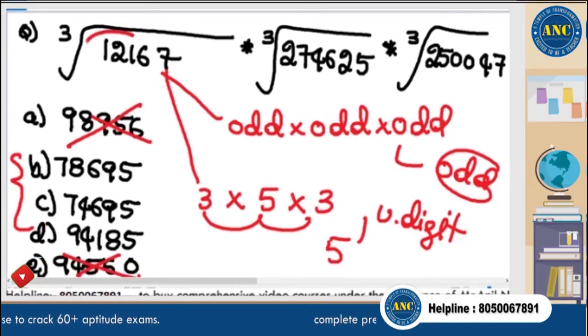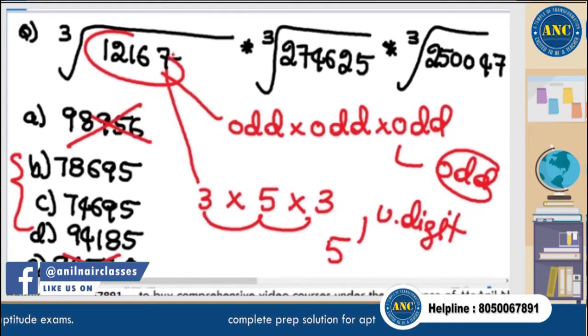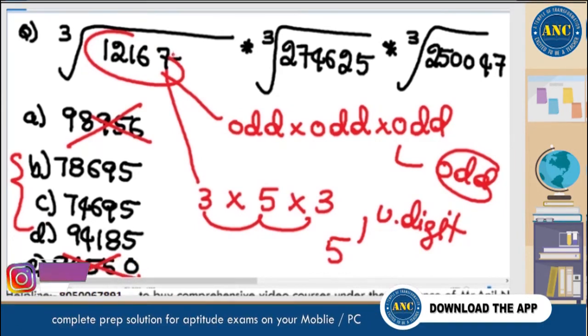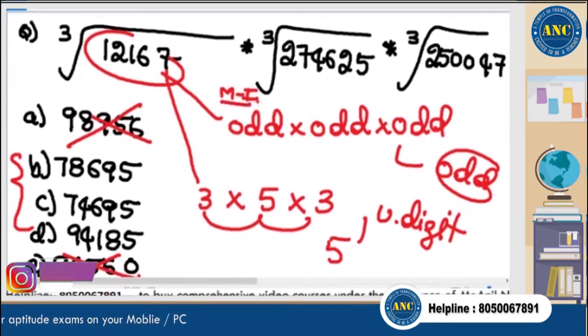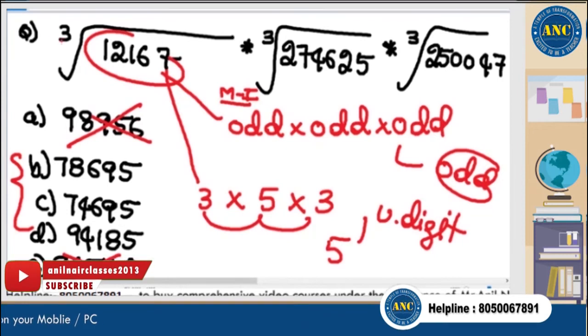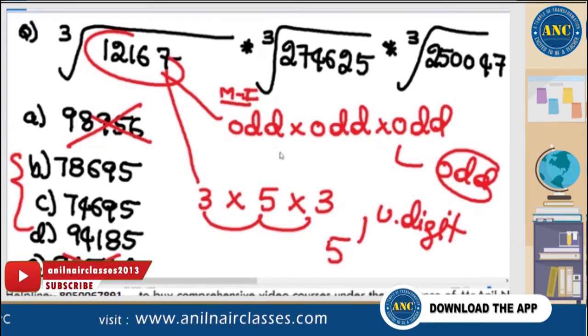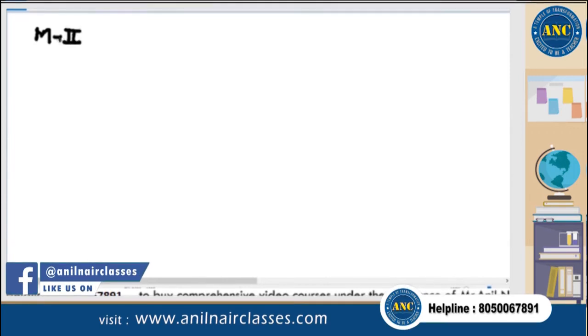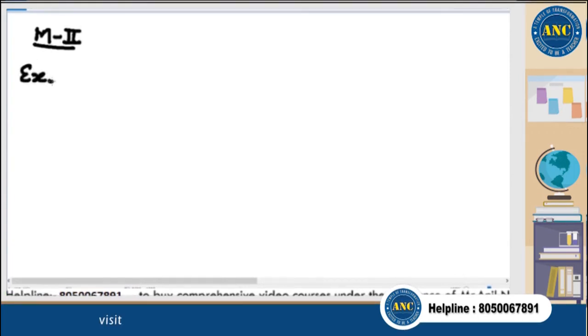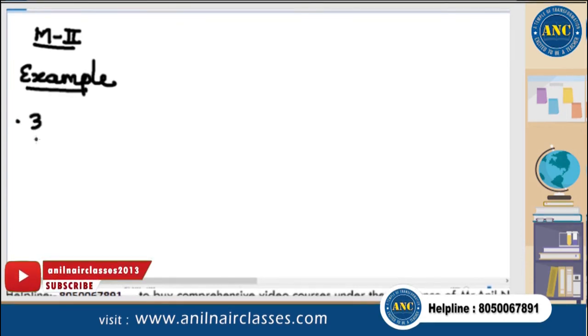One is to find out the cube root of this number. There is another logic which we will discuss. Write down, this is method 1. Few options are eliminated. Method 2. Please write down method 2. Method 2 is an example. Once I take the example, you can solve it on your own. Method 2.